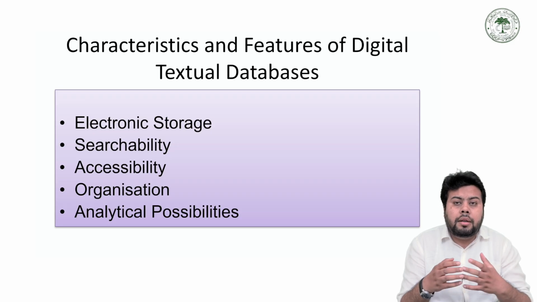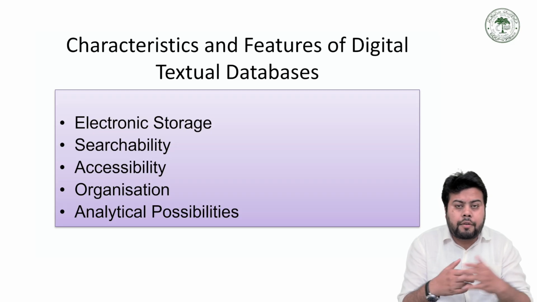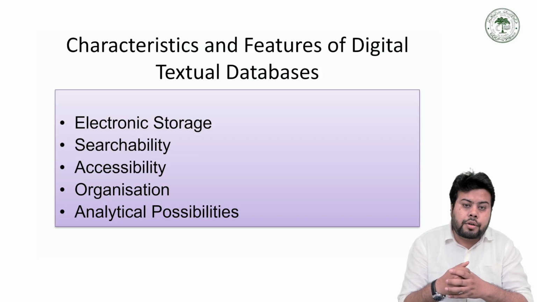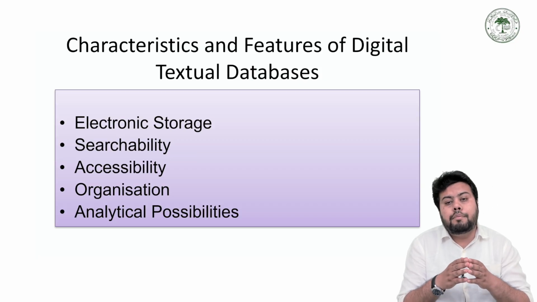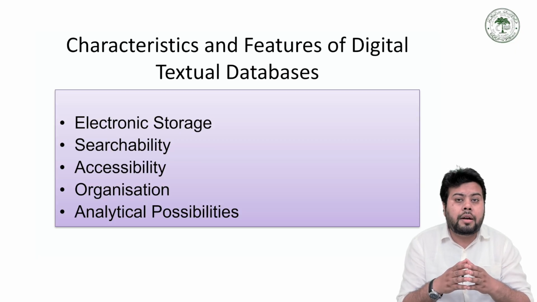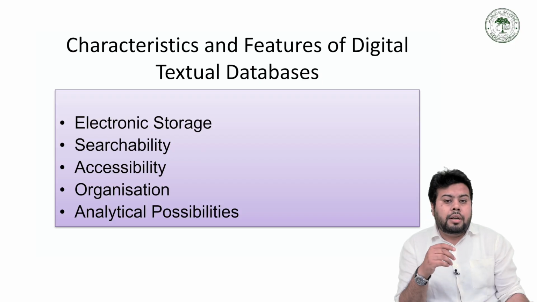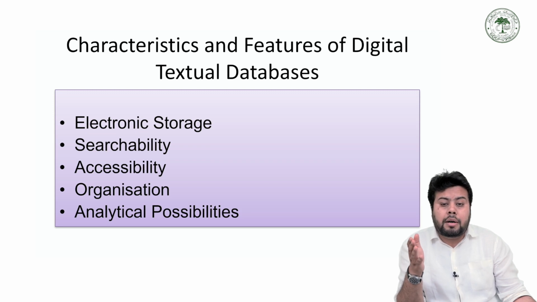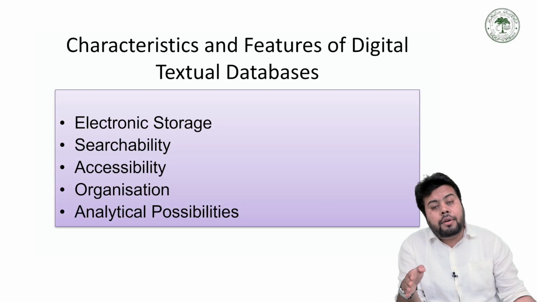Now there are certain features that are beyond the previous one. For example, the electronic storage. The first major feature is the digital storage, as we discussed in the beginning of our lecture. The texts are stored electronically in formats such as PDF, text files, HTML, XML, EPUB, sometimes OCR. OCR is basically optical character recognition. So you scan the copy, and the scanned file is converted through the OCR.